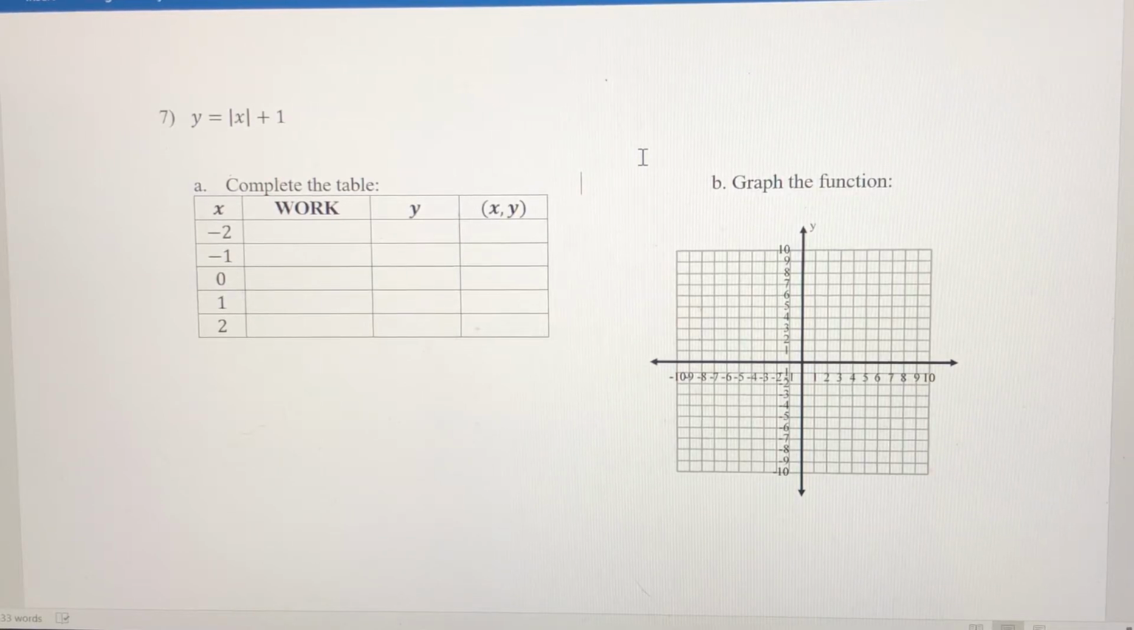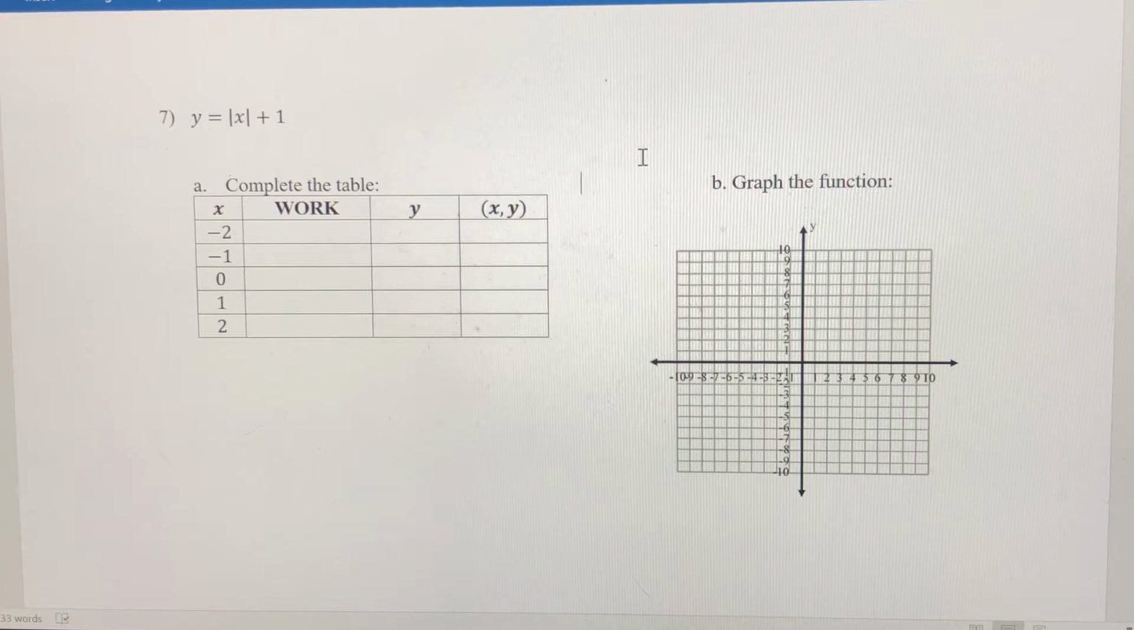All right, so this is the last video that's going to go along with the 5.3b notes, okay? We graphed linear functions using a table of values. Okay, the graph was a line. We graphed quadratic functions using a table of values. The graph was this U-shaped graph called a parabola. And now we're going to graph absolute value functions using a table of values, okay?